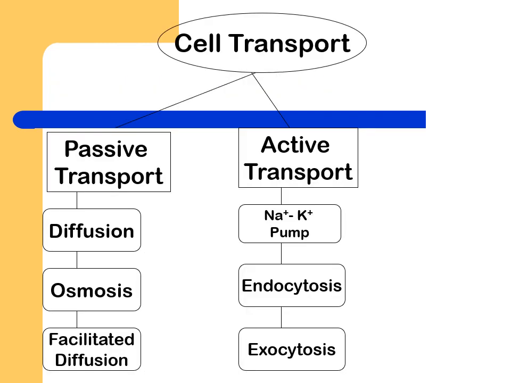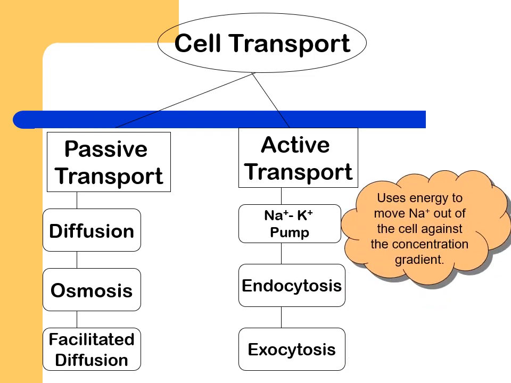So to review, we have passive transport with diffusion, movement of small molecules from high to low. Osmosis, the movement of water from high to low. Facilitated diffusion, the movement of large molecules from high to low with a protein helper. Then we have active transport, which needs energy to be active. We have the sodium-potassium pump that pumps out sodium and in potassium to make a gradient.